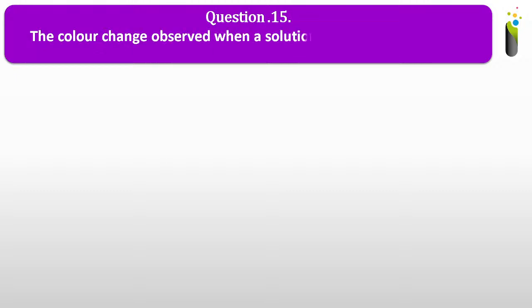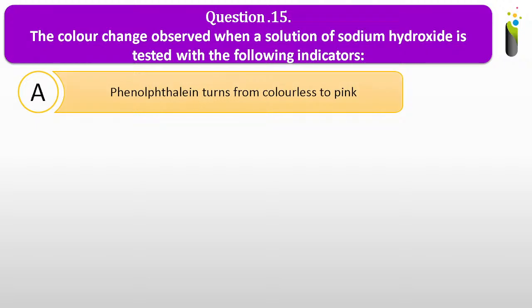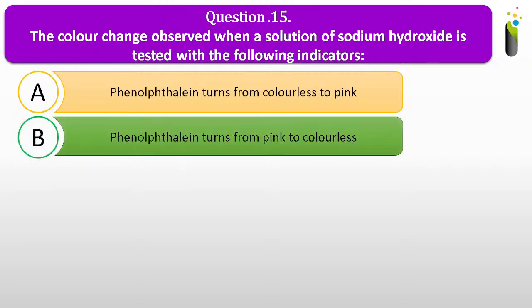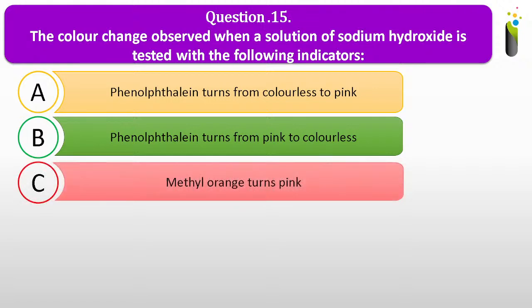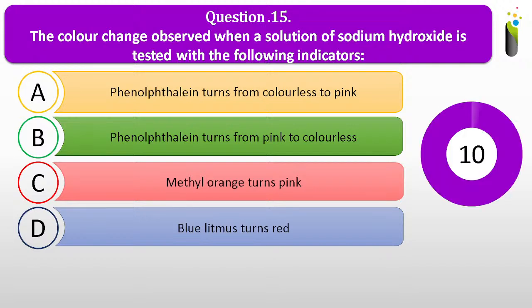The color change observed when a solution of sodium hydroxide is tested with the following indicators. A. Phenolphthalein turns from colorless to pink. B. Phenolphthalein turns from pink to colorless. C. Methyl orange turns pink. D. Blue litmus turns red.